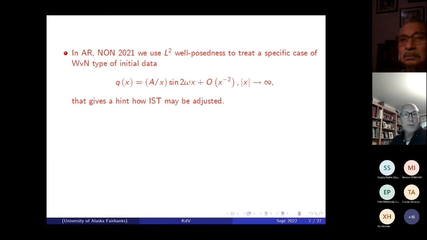So a little bit more about such potentials. A few years ago, I considered a specific case of such a potential. I'm not giving its explicit construction, which behaves like this. So it's indeed a Wigner-von Neumann type potential, and I showed, using limiting arguments, that there is an explicit procedure to solve the inverse problem for the KdV equation with such a potential using the inverse scattering transform.